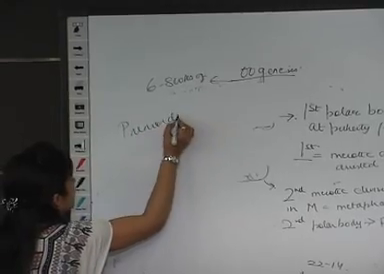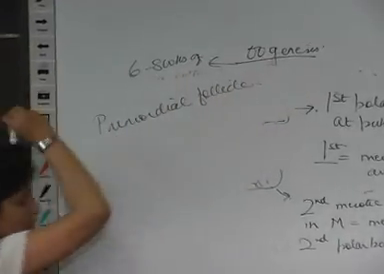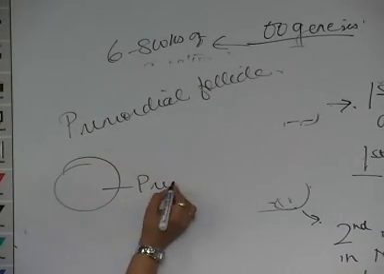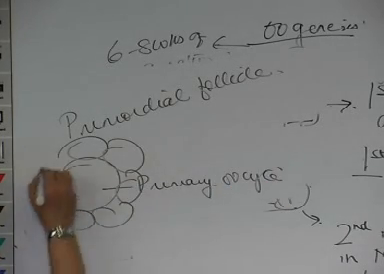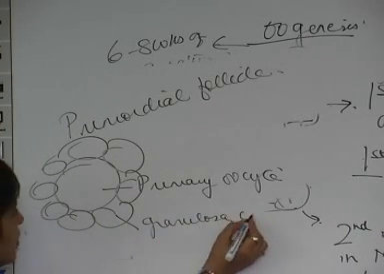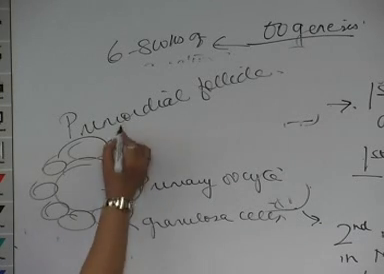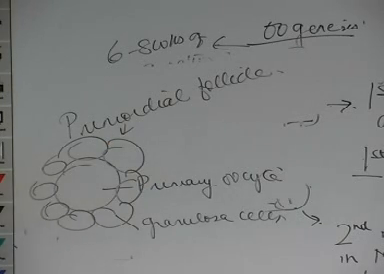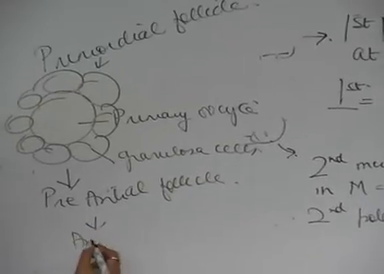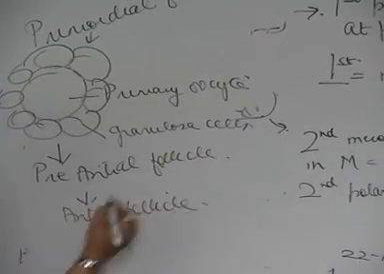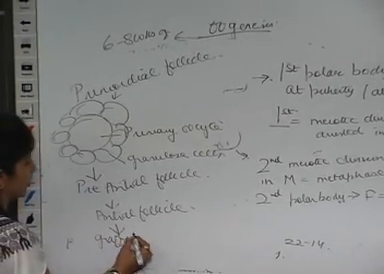Another question is, what is primordial follicle? A primary oocyte which is surrounded by granulosa cells is called a primordial follicle. Now, after puberty, when this follicle grows, it undergoes certain stages of development. This primordial follicle will become pre-antral follicle. It will then become an antral follicle, and then it becomes a Graafian follicle.